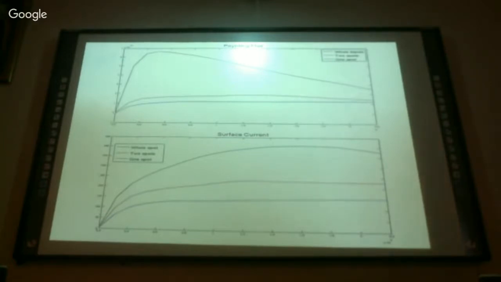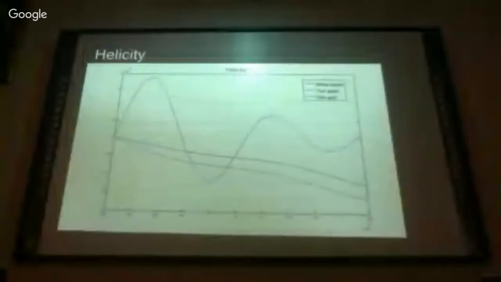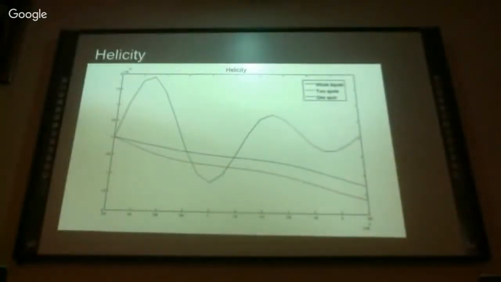So this is the interesting part. The helicity is A dot B integrated over the whole volume. A is the vector potential. So helicity, speaking loosely, gives you an idea of how much twisted your magnetic fields are.